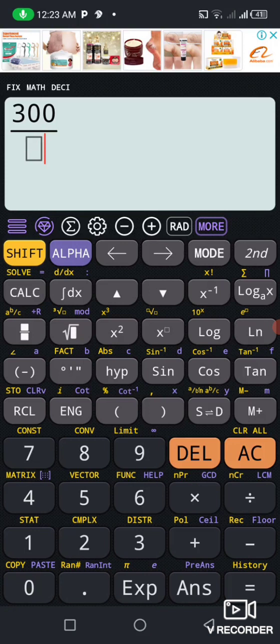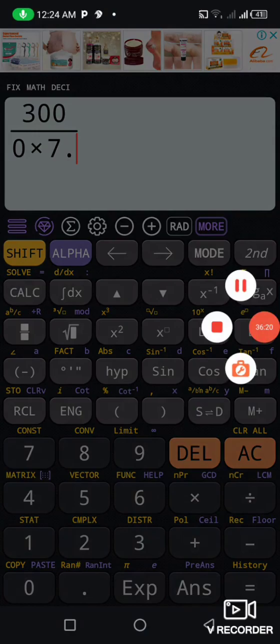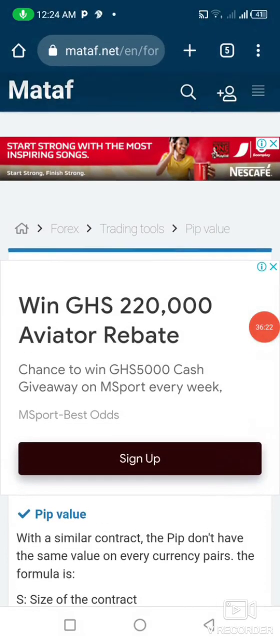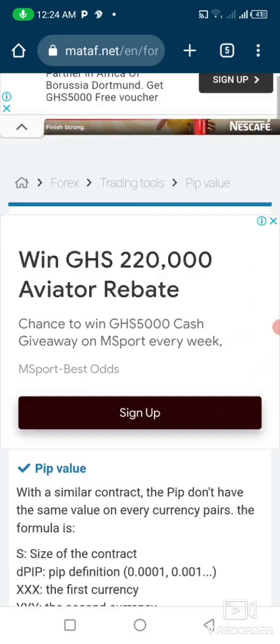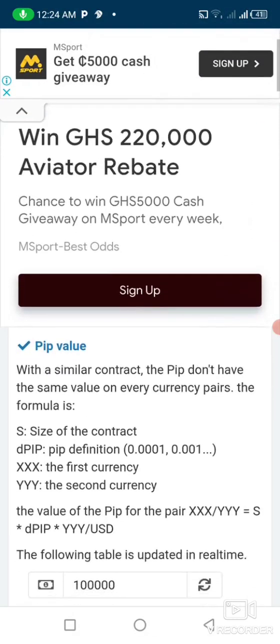the stop loss pip is, now you are not going to put 0 here, and then you multiply with the p value. The p value of USD JPY is, I will show you how to get this p value, but it is around 7 point... let me take you to where to see this p value so that you will be able to get it. If you want to get the p value, just go to metaf.net, search metaf.net, then search for p values.